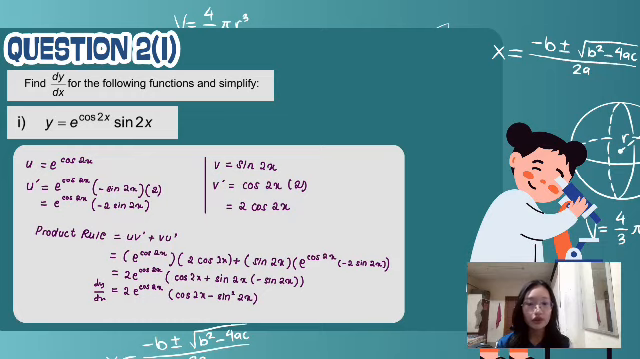Next, we're going to differentiate the v. To differentiate sin 2x, we'll have to know that differentiating sin x will be cos x. Hence, in this case, it will be cos 2x. Then, we have to differentiate the 2x, which we will get 2. After simplifying, cos 2x times 2 we'll get 2 cos 2x as the answer for v prime.